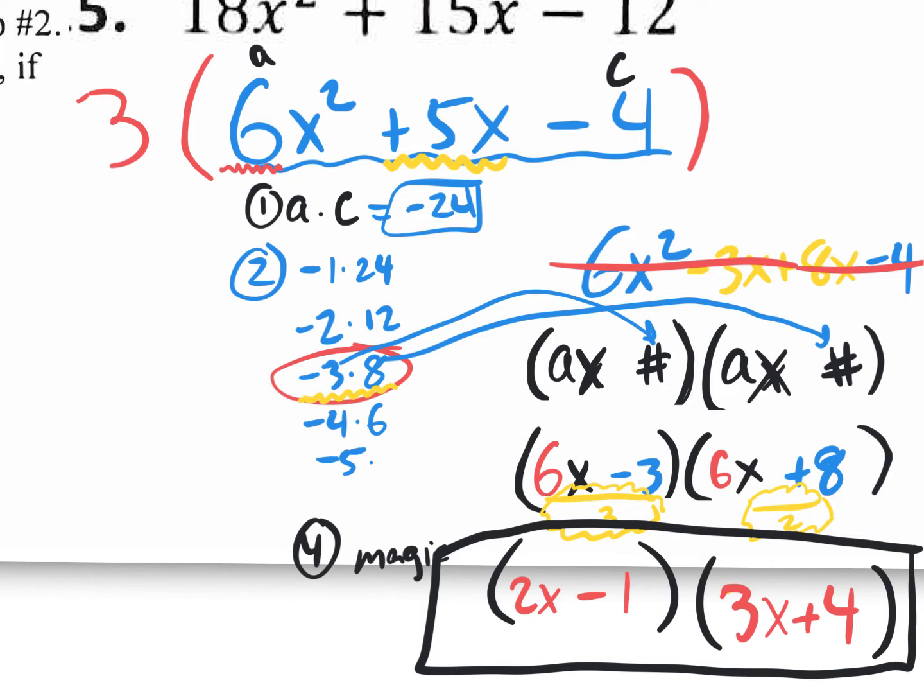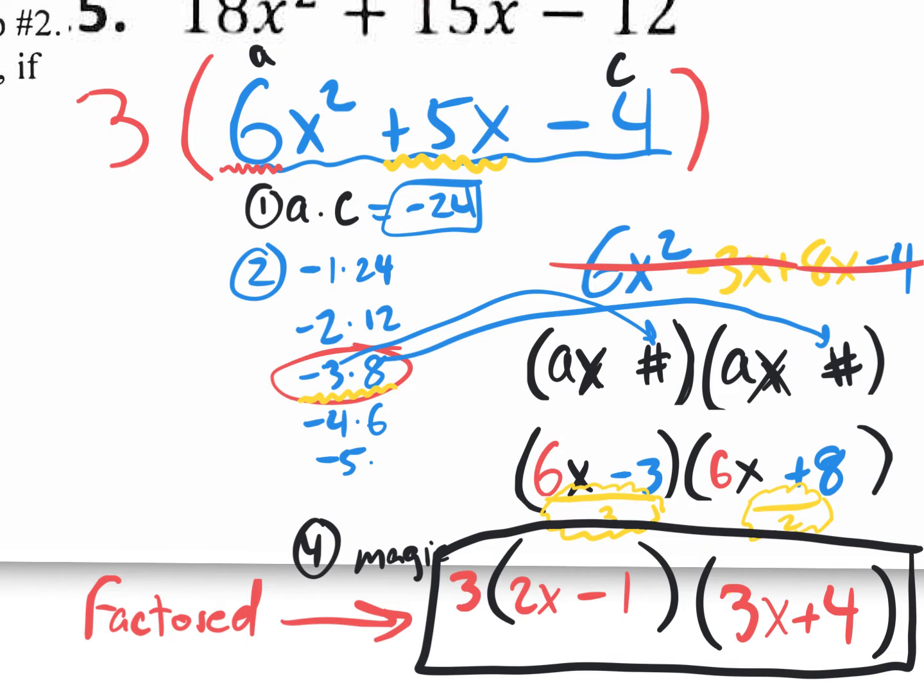Now, the instructions said to write it completely factored, so let's not forget about this first original outside 3 that we had. Let's put that 3 out here in the front. So here's my factored form. Factored. Boom. What is it? It's 3 parentheses 2x minus 1 parentheses 3x plus 4. You will have to do some of these on the assessment Friday, and you're going to have to actually type them in with no spaces between any of the terms.